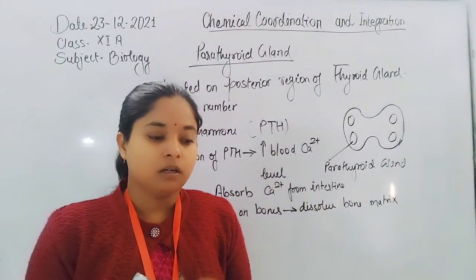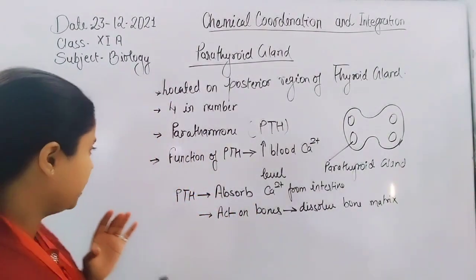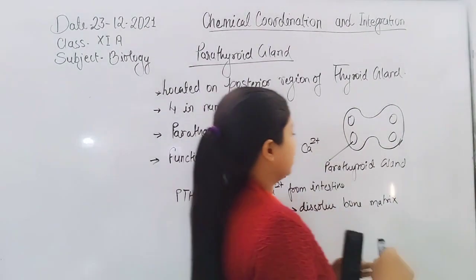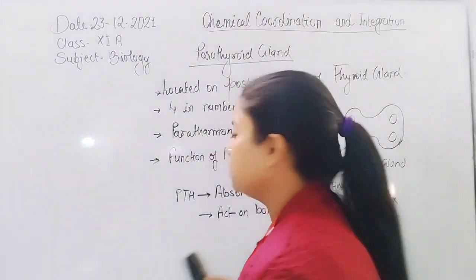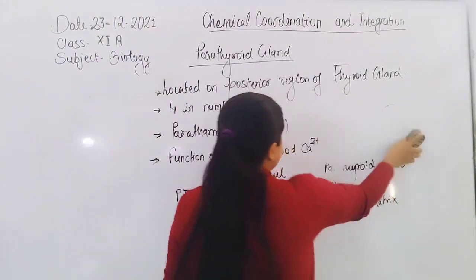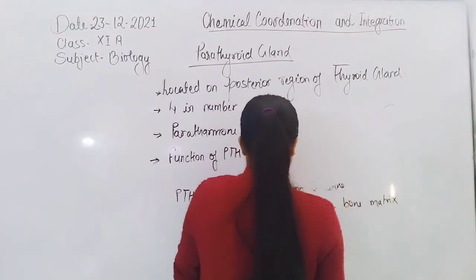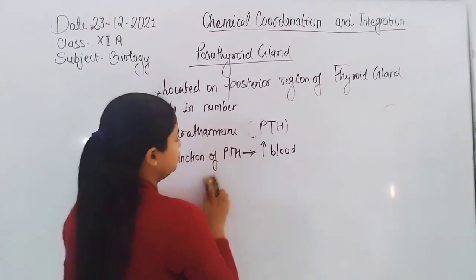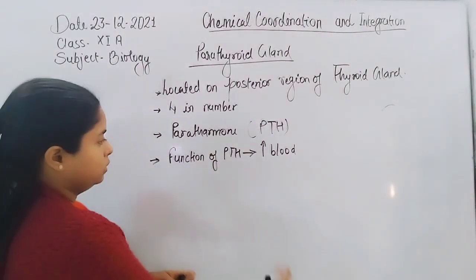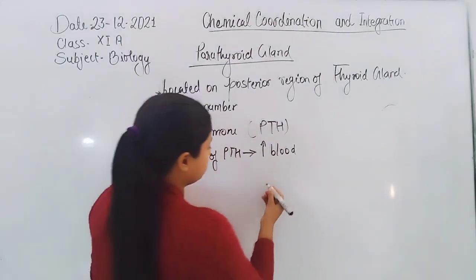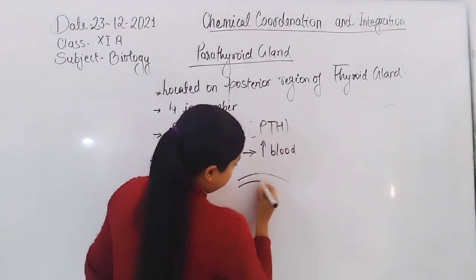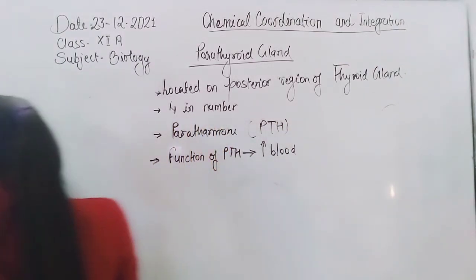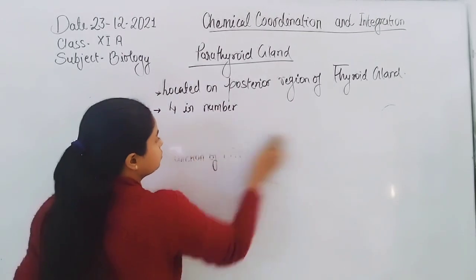So in the calcium ion homeostasis, two hormones mainly function. One is thyrocalcitonin and the second one is PTH hormone. So now let us discuss both the hormones, thyrocalcitonin and PTH. There are two types of cells present in our bone.